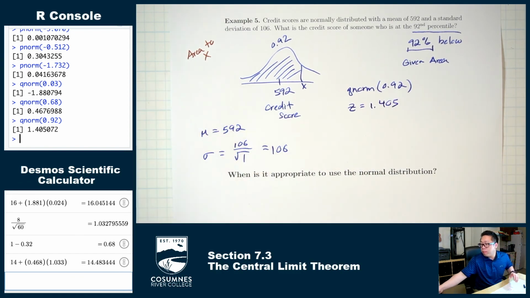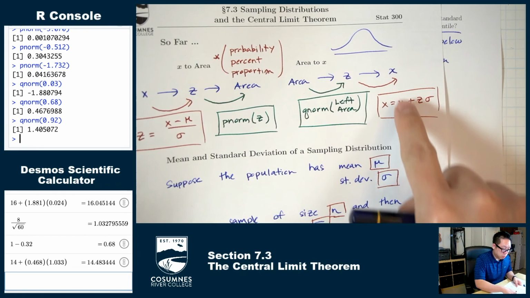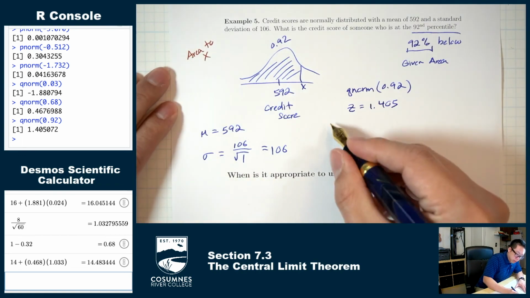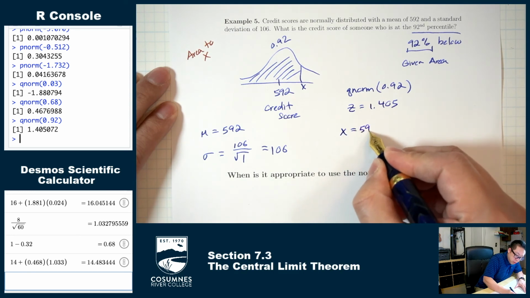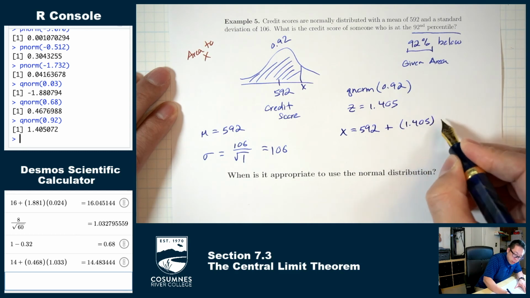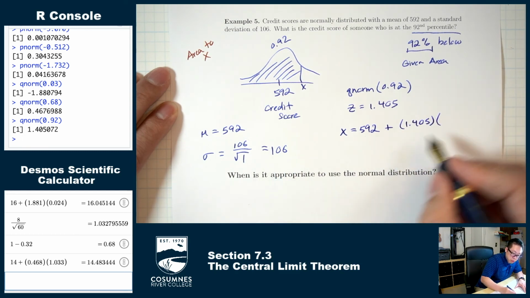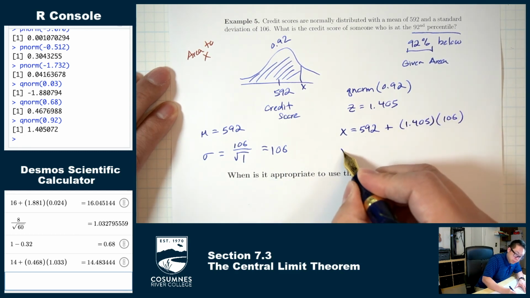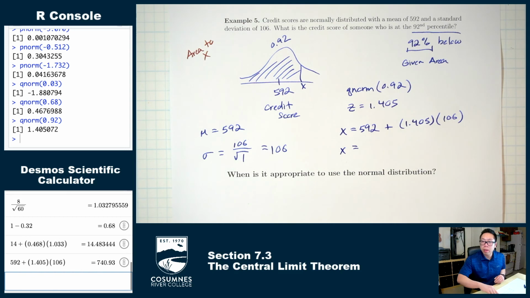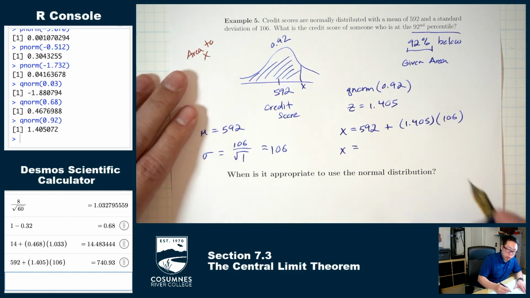And then from Z to X, we'll use the formula for X. So X equals the mean, which is 592, plus the Z, which is 1.405, times the standard deviation, which is this original 106. And our answer: 592 plus parentheses 1.405 times 106 is 740.93.